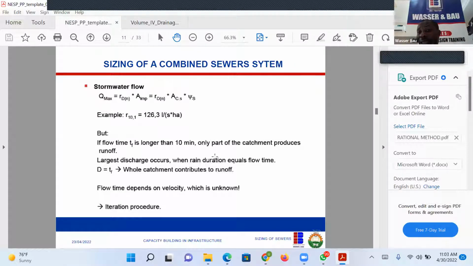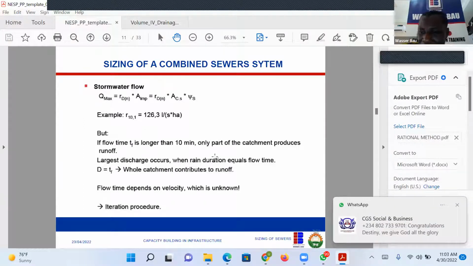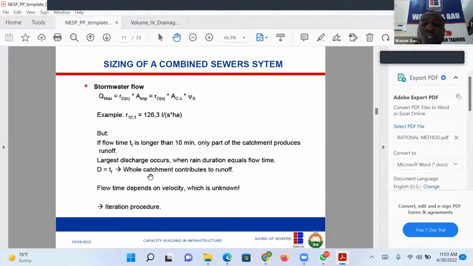I'm trying to demystify this because many people get confused about this, but in a simple way, just use 10 minutes. And let's close the matter. So when the duration is equal to the time of flow, that is when the whole catchment is contributing to runoff.